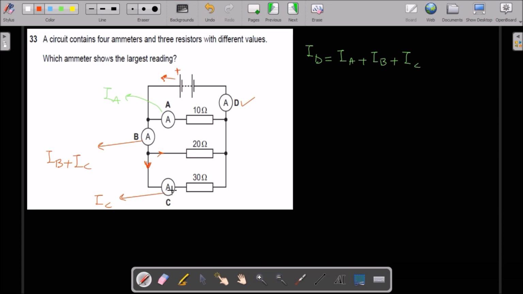And in ammeter C, current will be IC. That's why in ammeter D, current will be the largest. That's why D will be right. So D is the answer for this question.